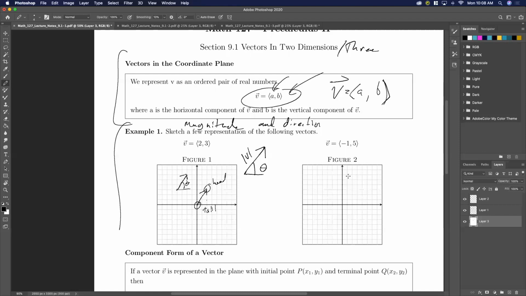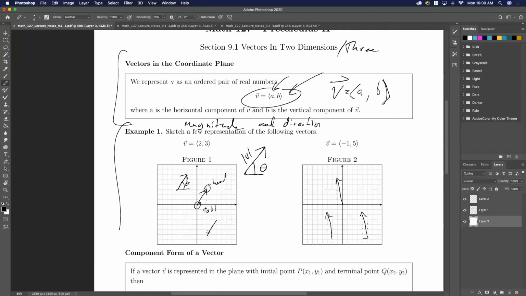And so let's do another one here for <-1, 5>. 1, 2, 3, 4, 5, 1, 2, 3, 4, 5. I can count today. Here's a representation of it. Another representation would be here. I'll go down to here actually, and then 1, 2, 3, 4. So this is another representation of it. It's always the same length and same angle, right? Same direction.